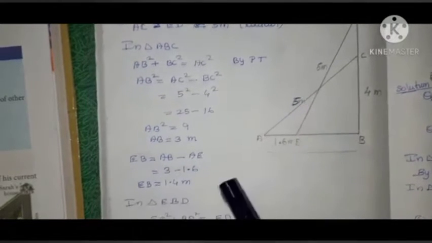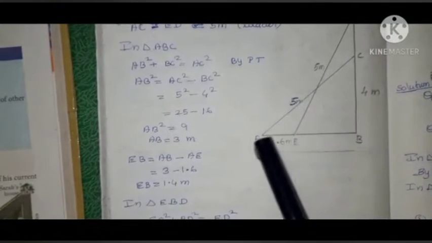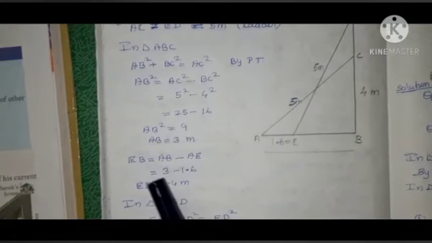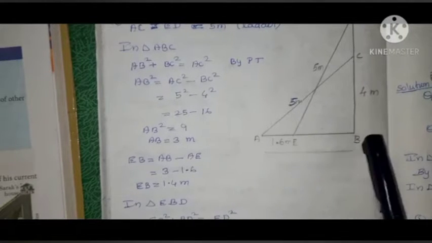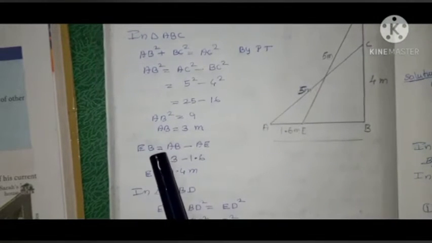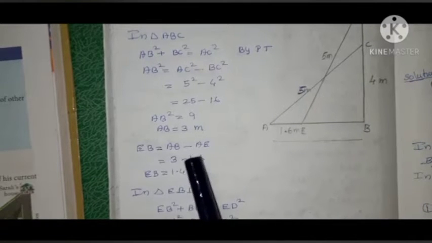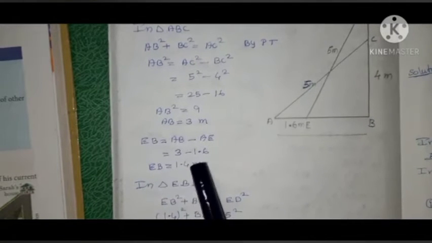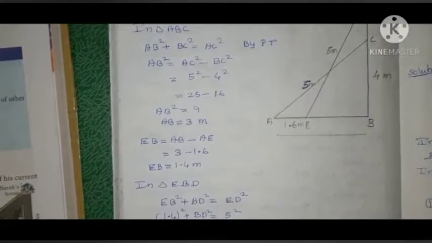Then EB. AB is 3 meter, AE is 1.6 meter. So EB is equal to AB minus AE. 3 minus 1.6, we get 1.4 meter. Now EB is 1.4 meter.